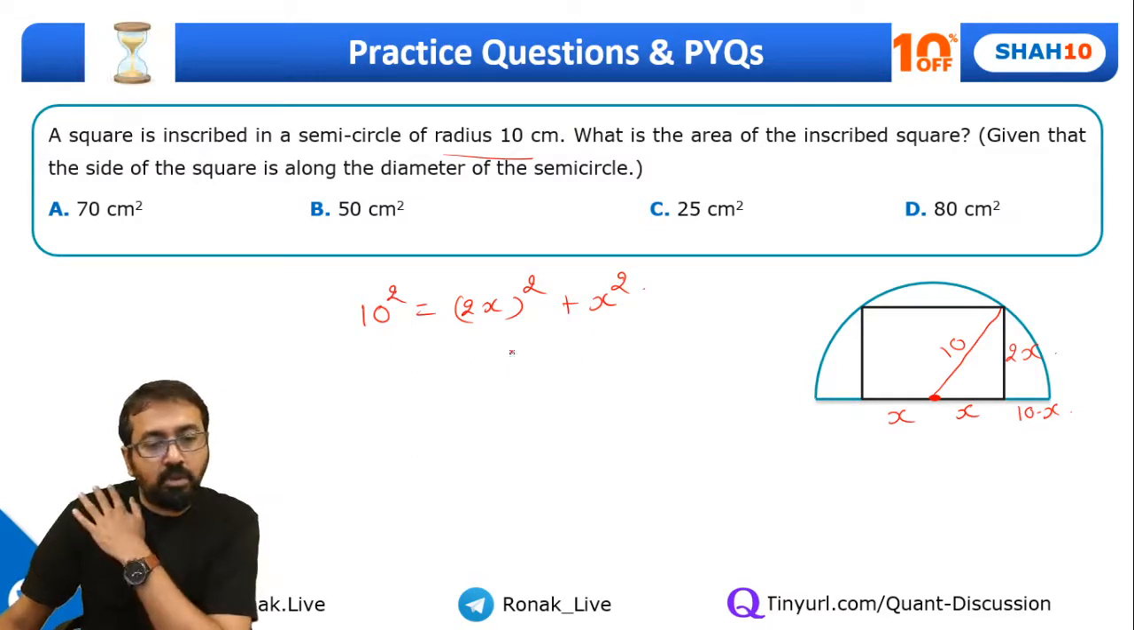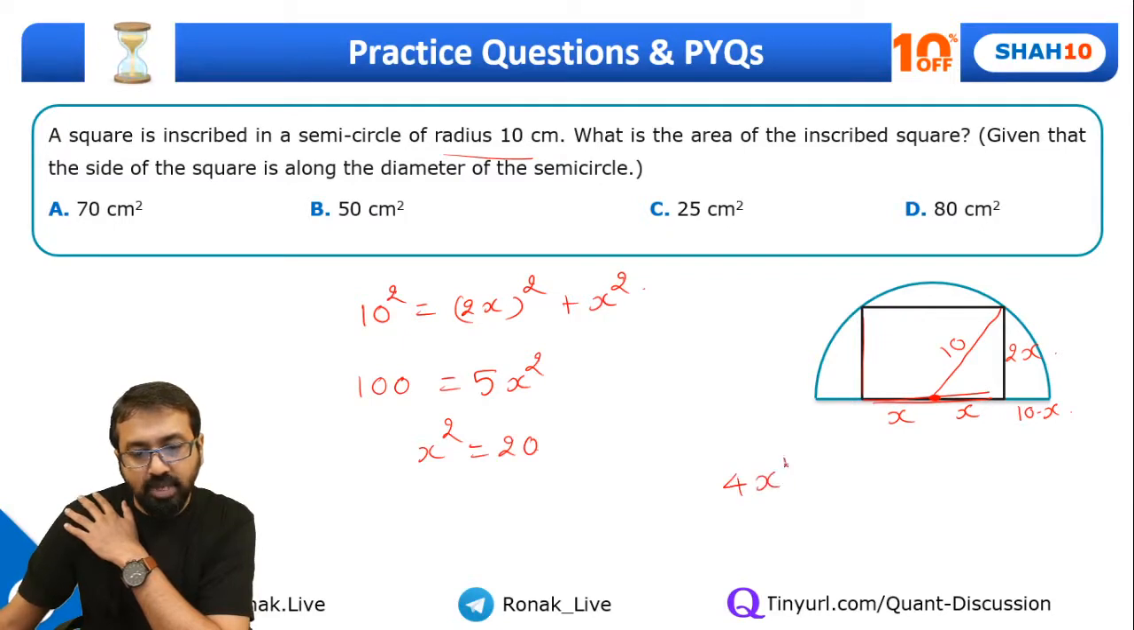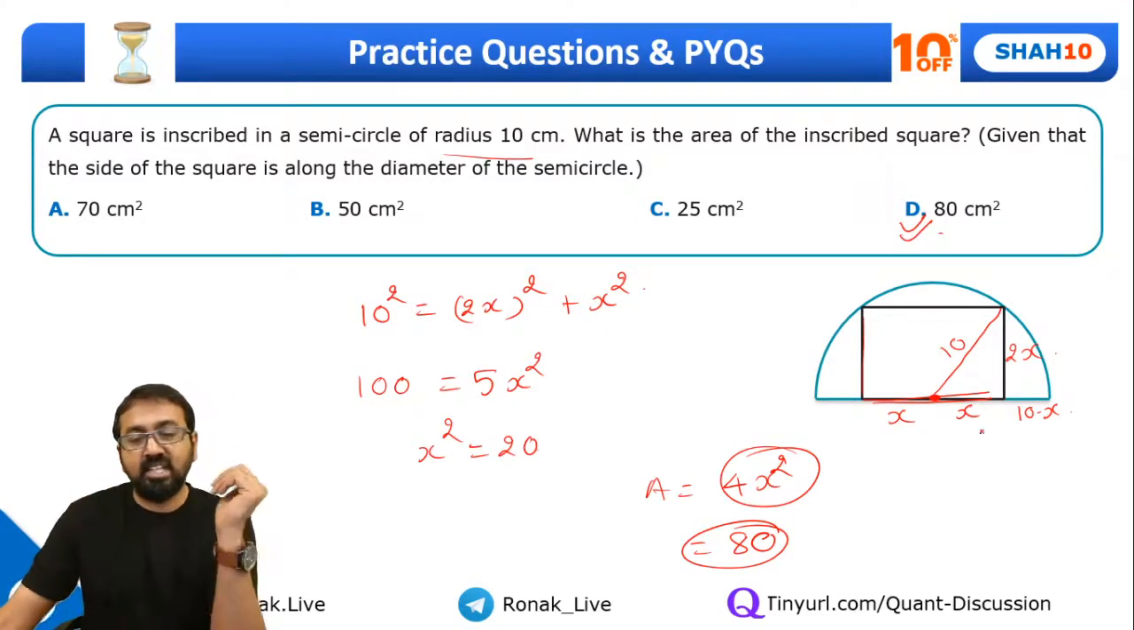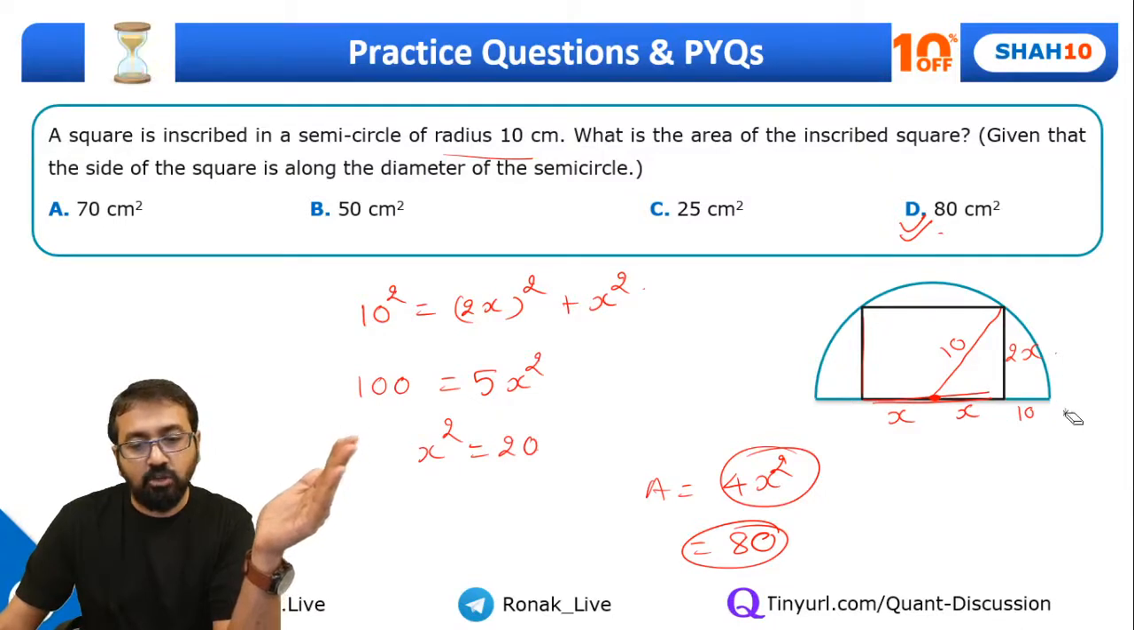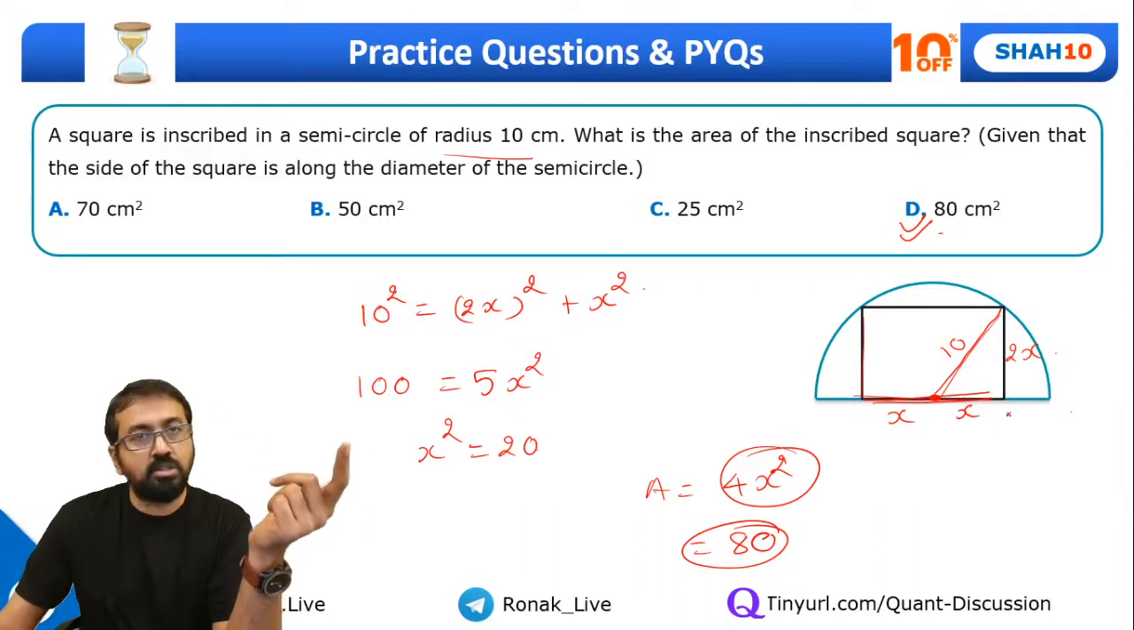Okay, so I'll get 100 is equal to 5x square, so I'll get x square equal to 20. Now what is this area? So side is 2x, so can I say the area is 4x square? The area is 4x square, x square is 20, so what will be the area? So area will be 80 square units. See, this was very simple. Unnecessary we took x, 10 minus x over here and all, we really don't need it. Take this as x, this is also x, so this will come out to be 2x, this is known 10, so we can find out x, and we got the sides, right?